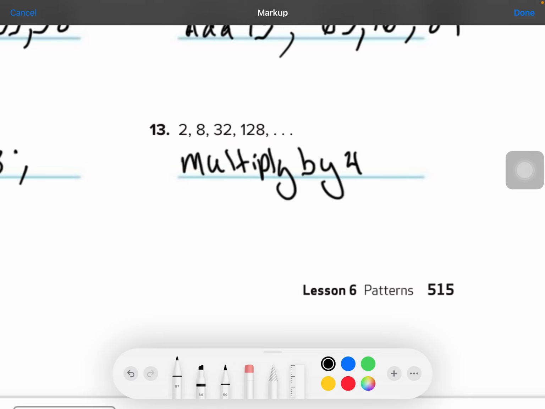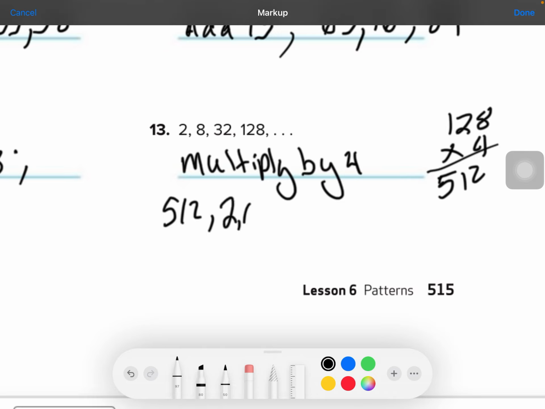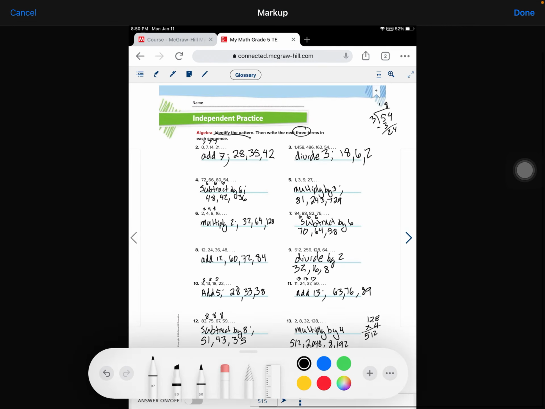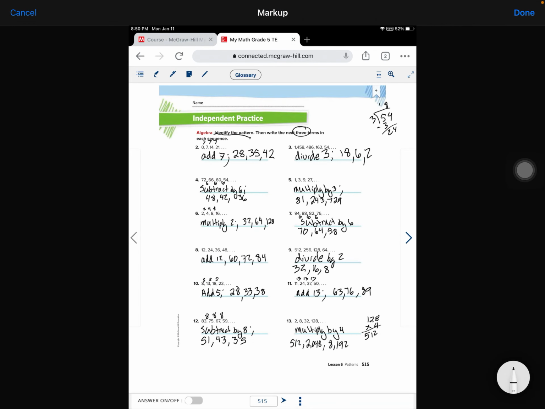Okay, and the next ones, these numbers are huge, so go ahead and just write them down with me. So what you would do is 128 times 4, and you would work it out to figure out it's 512. Then you take 512 times 4, and that's 2,048. 2,048 times 4 will give you 8,192. This book likes big old complicated problems. Okay, there you go. Check things out.